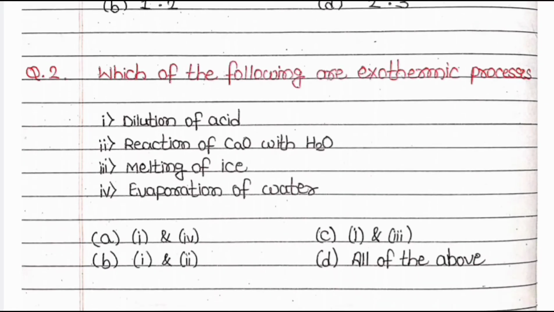Now the next question, which of the following are exothermic process? Here the first option is dilution of acid, and the second option is reaction of calcium oxide with water. Third option is melting of ice, and fourth option is evaporation of water. You have to guess the answer which is correct, and here clearly you can see that option 1 and 2 are correct, because on dilution of acid heat is released, and similarly the reaction of calcium oxide with water heat is also released. So option A will be correct.